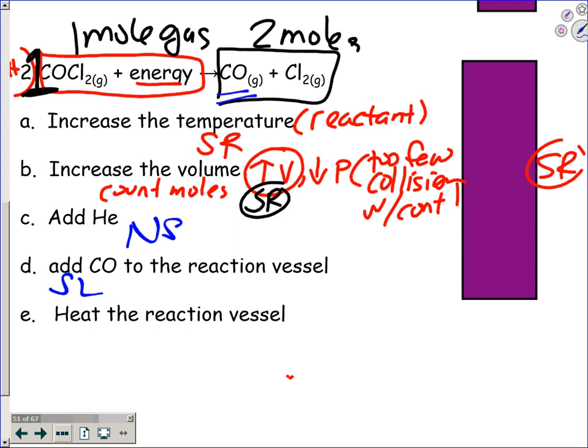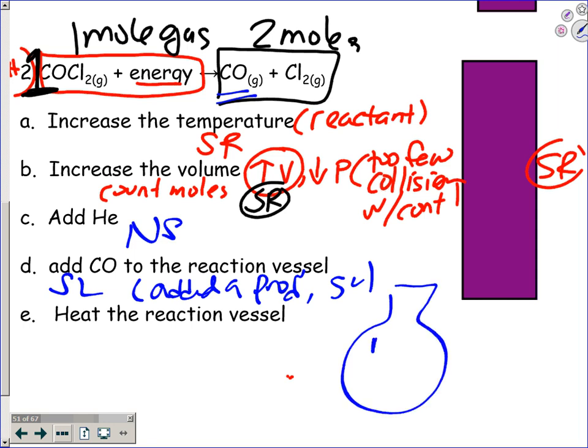To balance. Okay, so we've added a product. So if we add a product, we shift the opposite direction, which would be a shift left. Heating the reaction vessel. Remember, the reaction vessel is just the big container that the reaction's taking place in. Doesn't really mean anything special.